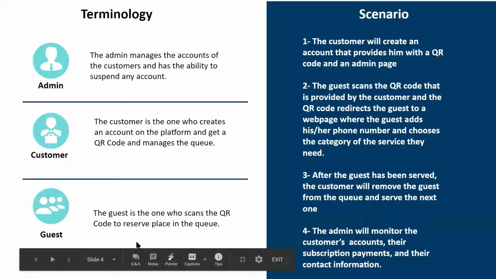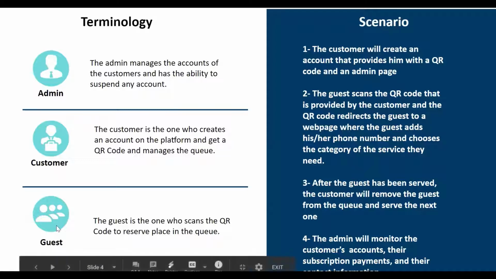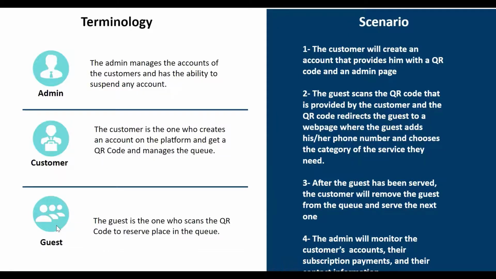So to clarify our idea more, we have three terminologies we're going to use during the project. We have the admin, which is managing the accounts of the customers and has the ability to suspend any account. We have also the customer, who is the one creating an account on the platform and getting a QR code and manages the queue. We also have the guest, who is the one scanning the QR code to reserve a place in the queue.